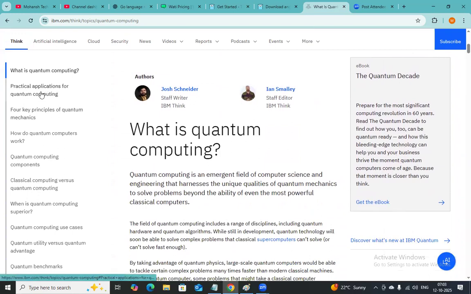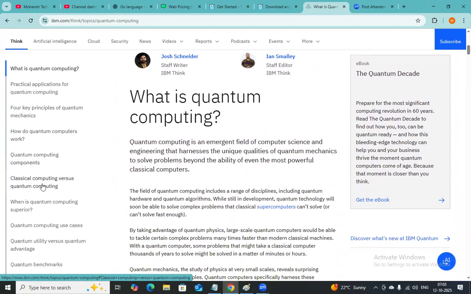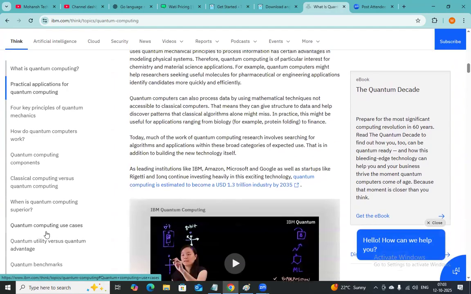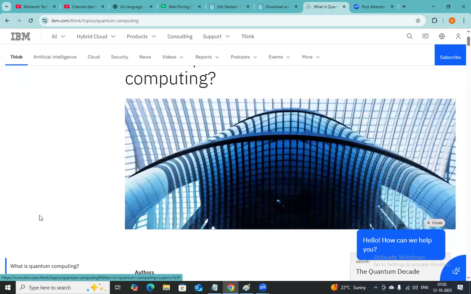Physical applications of quantum computing, practical applications, how quantum computing works, quantum computing components, and classical computing versus quantum computing. When is quantum computing superior, and quantum computing use cases. There are different theories which are going to be available in IBM. You can search for it.